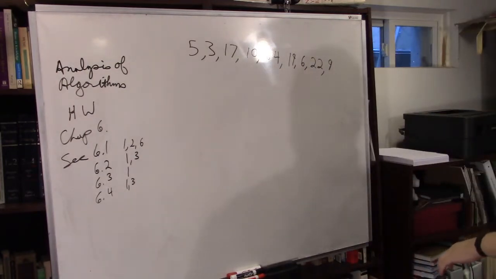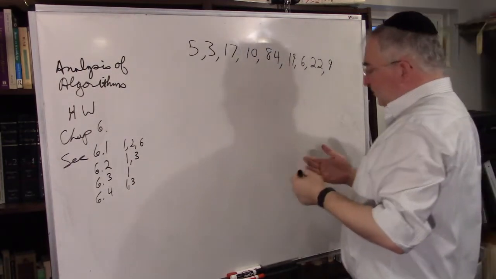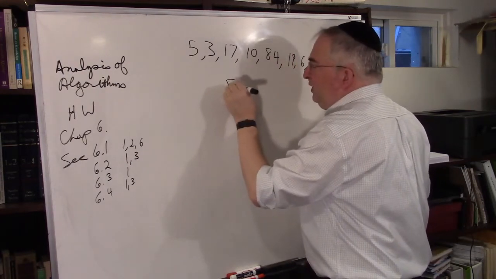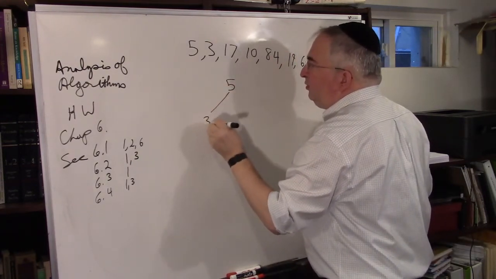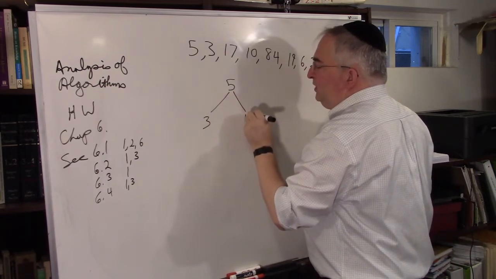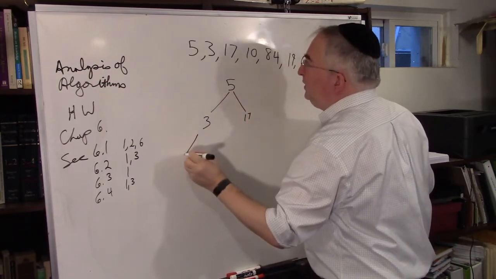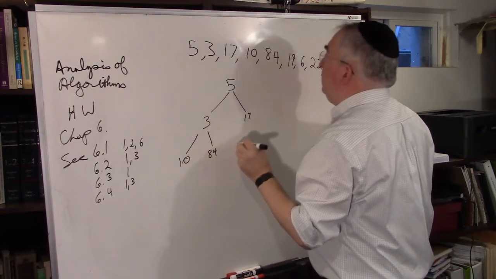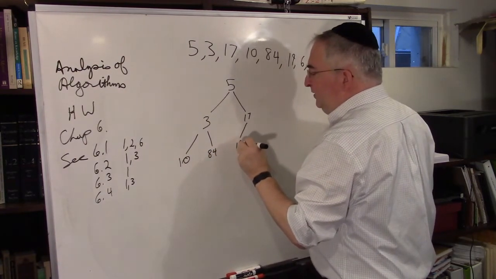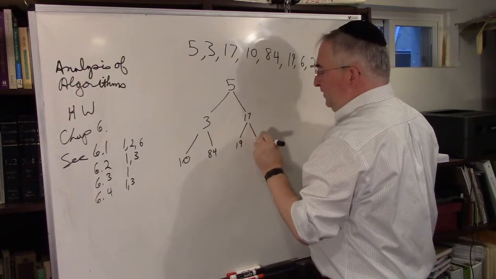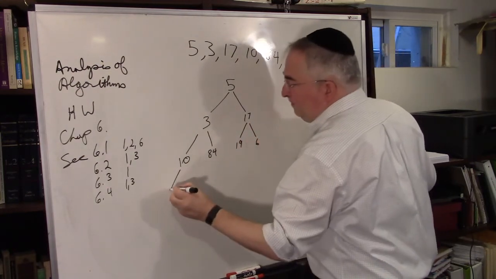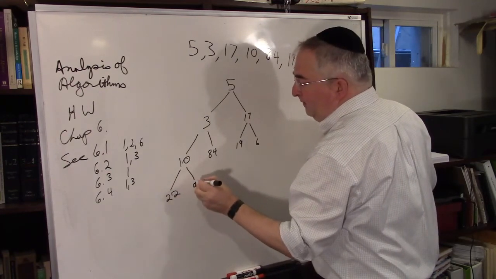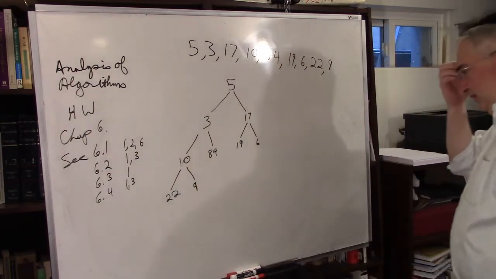So first thing we do is build a heap out of it. Okay, so let's do it. I'm sorry, build an almost complete binary tree. 5, 3, 17, 10, 84, 19, 6, 22, 9. Okay, that takes care of that.